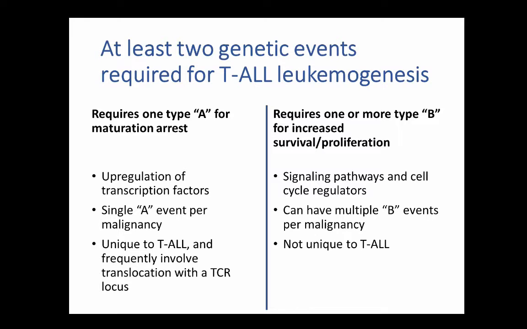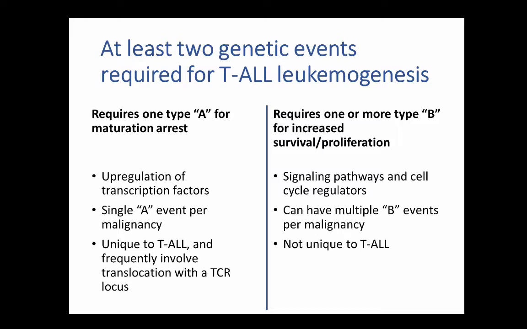However, a type A abnormality by itself is not sufficient for leukemogenesis. In addition to that, you need one or often more type B abnormalities, which are those that increase cell survival or cell signaling. So these tend to target signaling pathways or turn off cell cycle regulators.